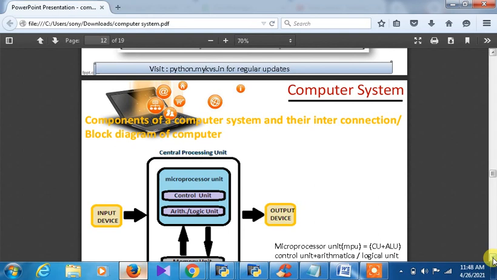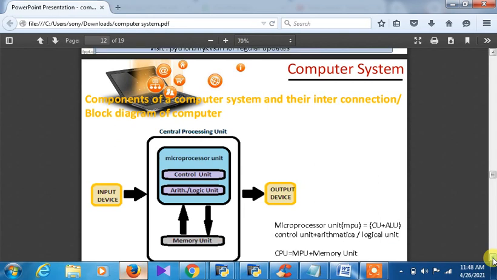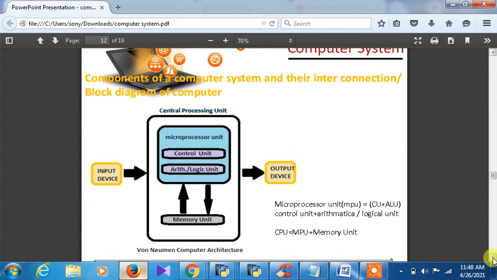Finally, we are coming over here. What are the components of a computer system? You can see the block diagram of a computer system. It is the interconnection, you can see nicely, the central processing unit, the input device and the output device. The input device is sending the information to the central processing unit, and after processing it is forwarded to the output device. It is clearly shown that the microprocessor unit is made up of the control unit and arithmetic logic unit, and in between the data can be temporarily stored in the primary memory, which is also known as the memory unit.